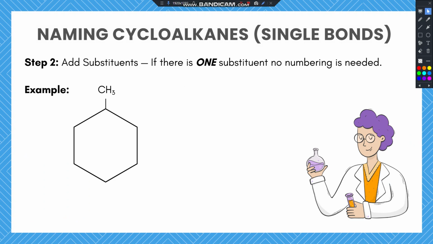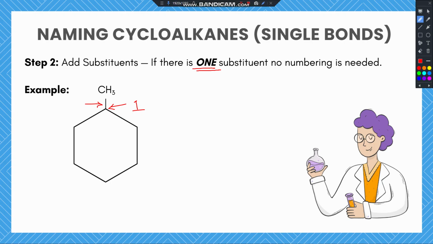Now, somebody might be asking, what if there are substituents present? Well, that brings us to step number two. When there is the presence of only one substituent, then you do not need to number it. What do I mean? You do not need to assign this one as number one, this one as number two. When there is one substituent present, the carbon atom that carries the substituent automatically becomes number one. So that means the point where the substituent is attached automatically becomes carbon number one.